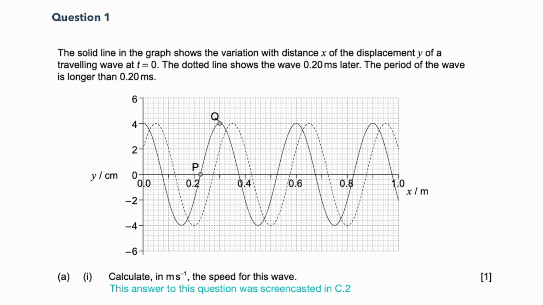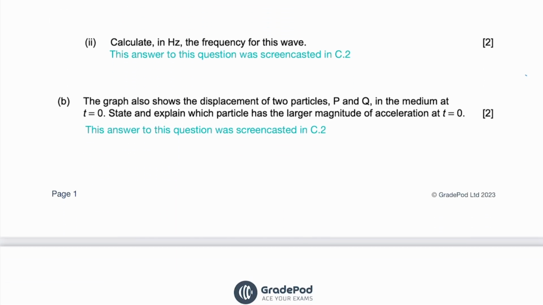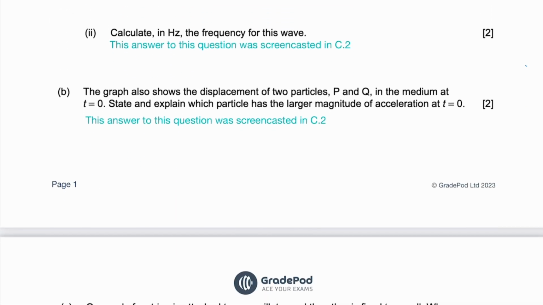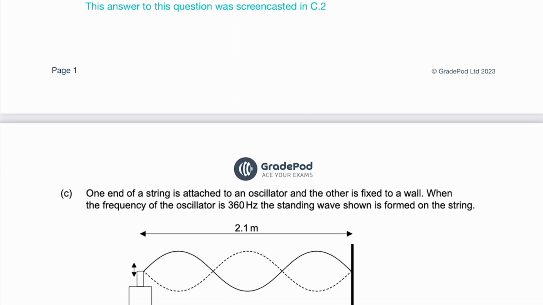In paper 2, it's more usual to get a waves question that assesses lots of aspects of waves. So in this step 2 tutorial, we are going to have questions that we've already done in C2 or C3 and then move on to the standing waves element of it. In question 1, A and B, the answers to those were already screencasted in C2 and you can find the answers to them there. They refer to different parts of the waves topic.